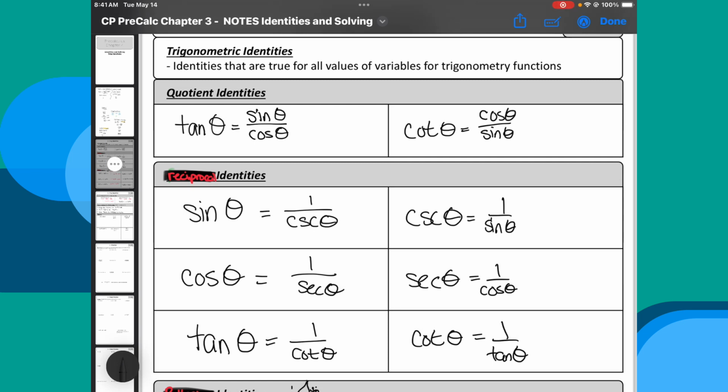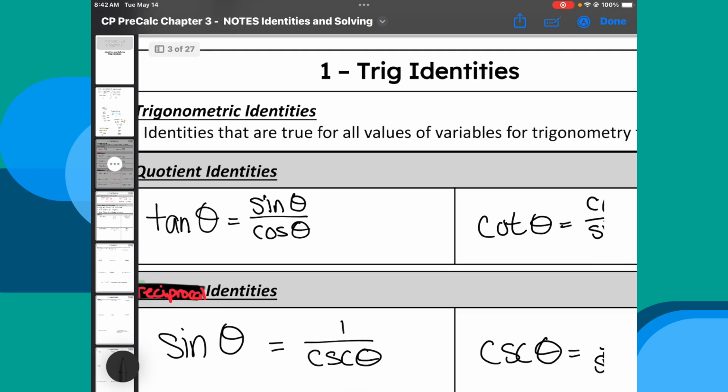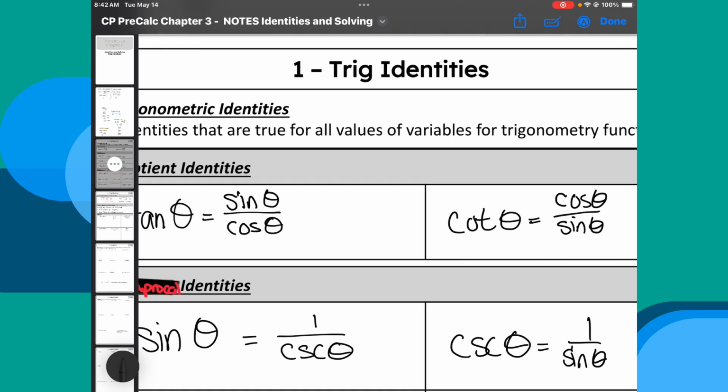This lesson is about our trig identities. Trig identities are identities that are true for any variable for the trig functions. So the first couple we are familiar with, that tangent is equal to sine over cosine. That means that cotangent would be equal to cosine over sine.